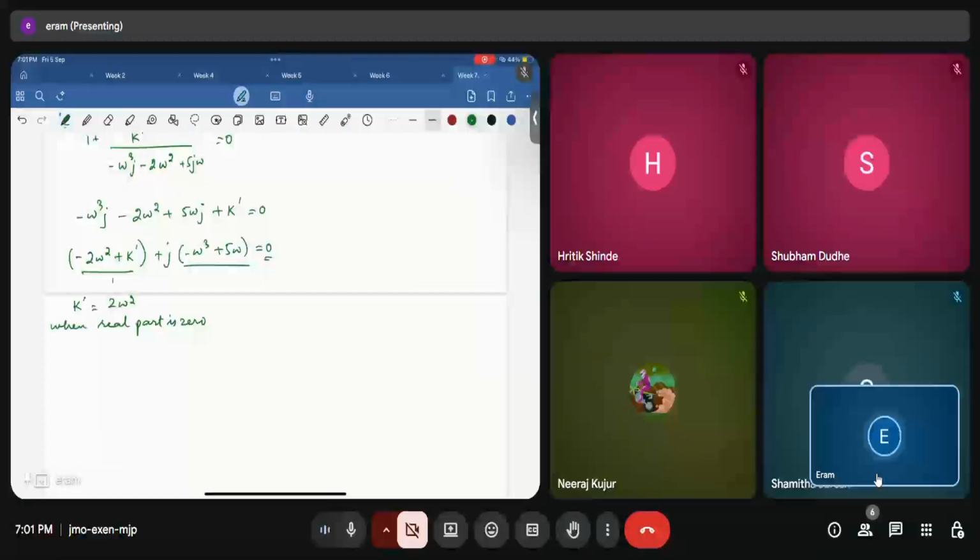And when the imaginary part is 0, then we have 5 omega minus omega cube equals 0. In this case we'll be getting omega equals 0, and what will be the other values of omega from here? So omega square equals 5, so omega will be plus minus root 5.